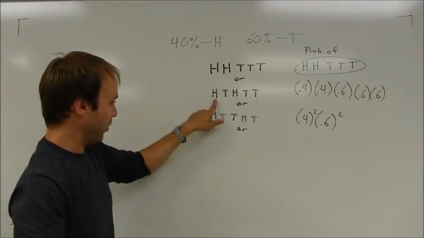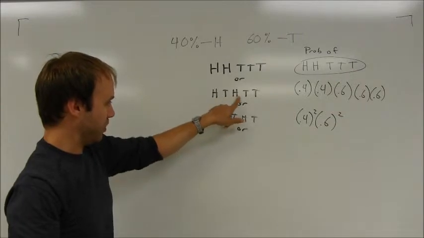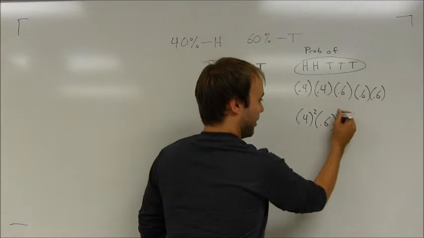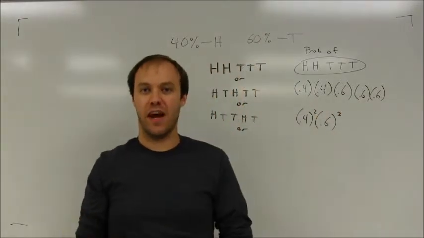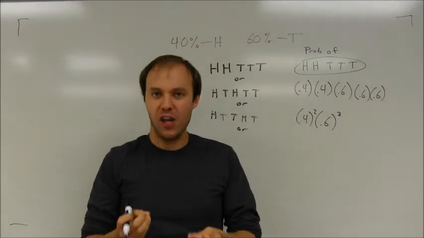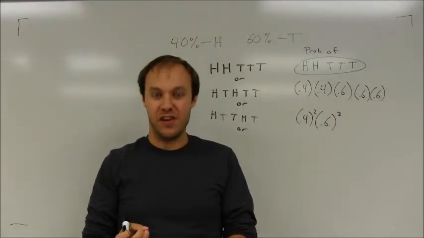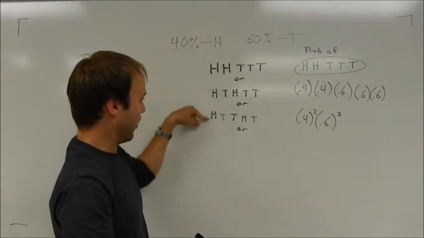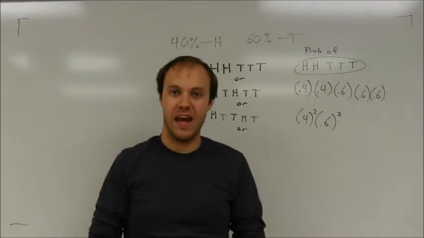This would be 0.4 times 0.6 times 0.4 times 0.6 times 0.6. It's going to work out to be, there should be cubed there. Each of those is going to work out to be the same thing as the first. So really all I need to do here is to figure out how many different orderings of these heads and tails I can have.